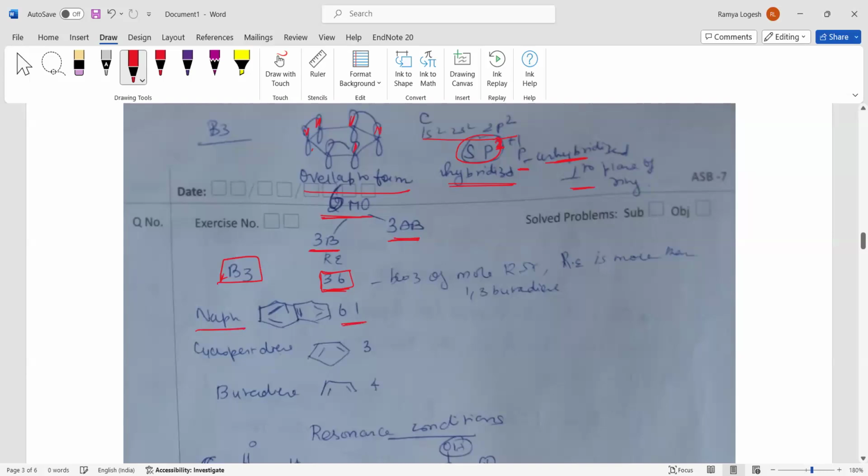Naphthalene, look, the resonance energy is 61. Cyclopentadiene, 3 is its resonance energy. Butadiene, 4 is its resonance energy. Look at the resonance energy difference, butadiene and benzene. What makes benzene have this much energy compared to butadiene or cyclopentadiene? The reason is that more resonance structures can be drawn with respect to benzene. So the more resonance structures, the more will be the energy exhibited by the molecule in the form of resonance.